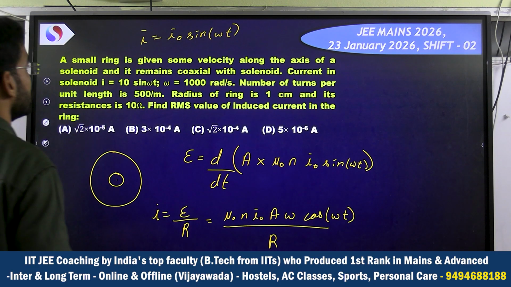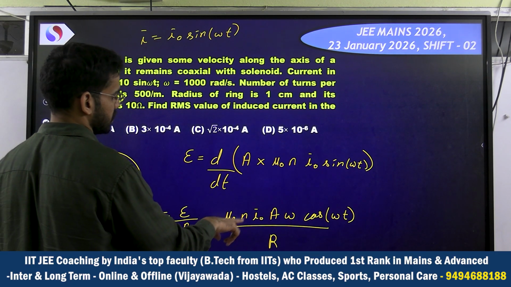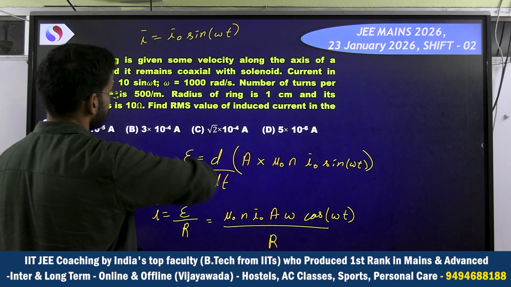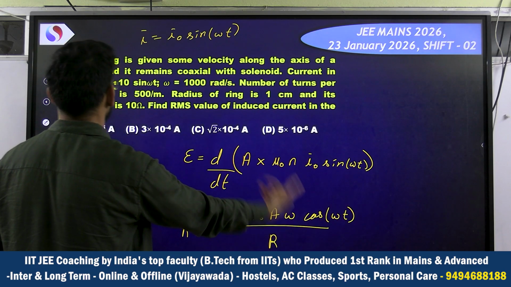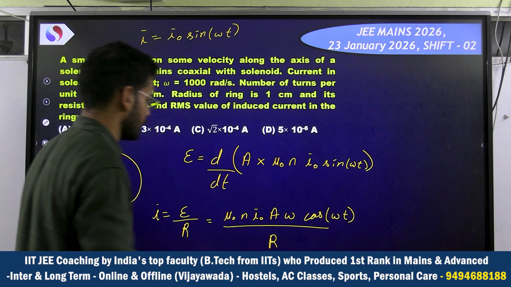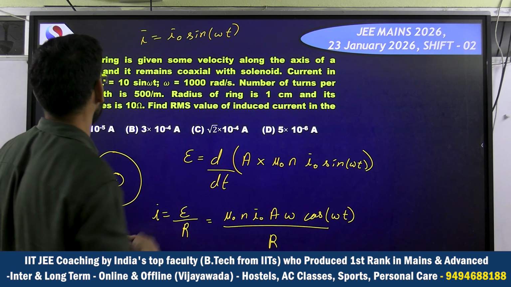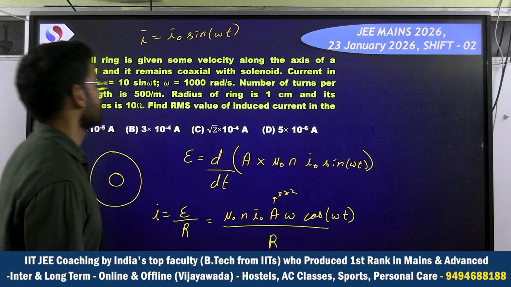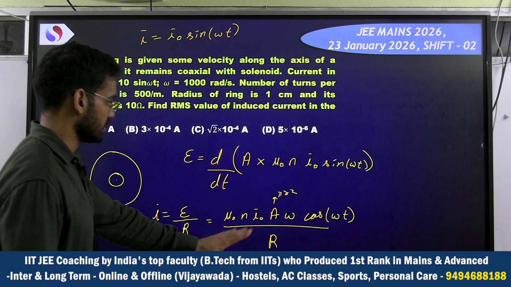So I think everything is given. Mu naught you can put 4 pi into 10 to the power minus 7. N value is given, 500. I naught value, you can take 10, right? Omega value given, 1000. Cos will go. R value given, 10. So all values are here, and that's it. Area is what? Pi r square. Calculation is not the thing, you just have to understand the concept.